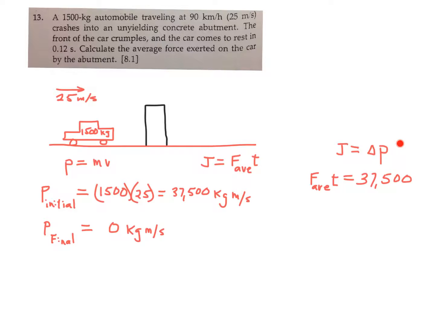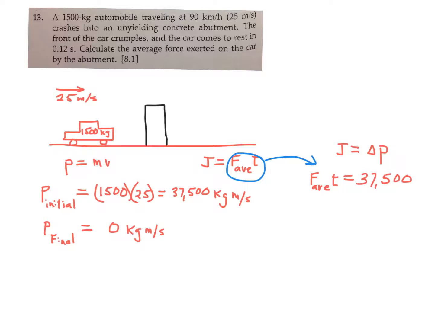So if we go to the relationship over here, J, which stands for impulse, is equal to the change in momentum, and impulse is average force times time. So we take the average force times the time and plug that in for impulse, equal to the change in momentum. Then you plug in the time of 0.12 seconds and solve for the average force exerted on the car during this crash.